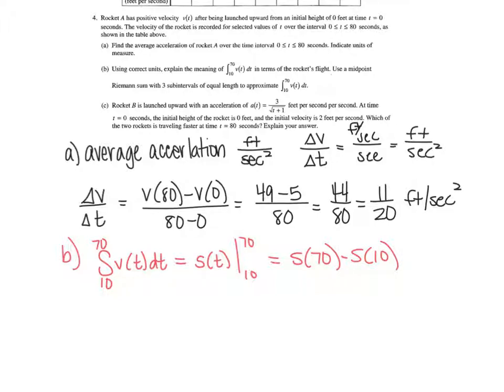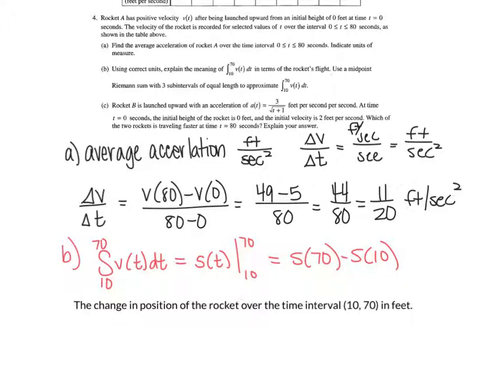So s of 70 minus s of 10 is really talking about the change in position. And again, we don't have those numbers in the table. Our table is velocity. I'm just showing you this to show you what we're talking about. So this integral represents the change in position of the rocket over the time interval 10 to 70 in feet. I have to put units in there.